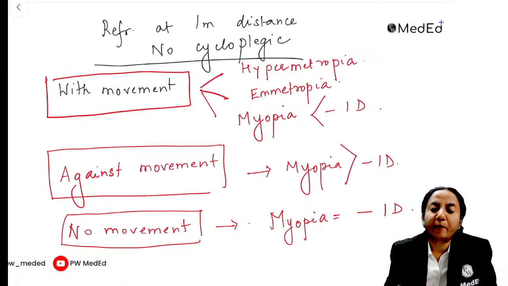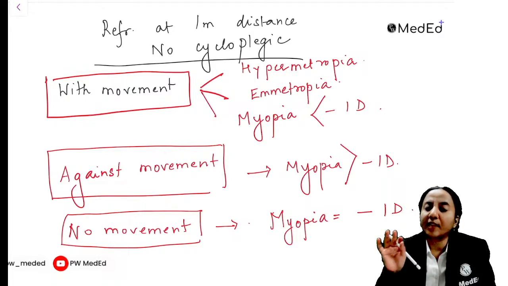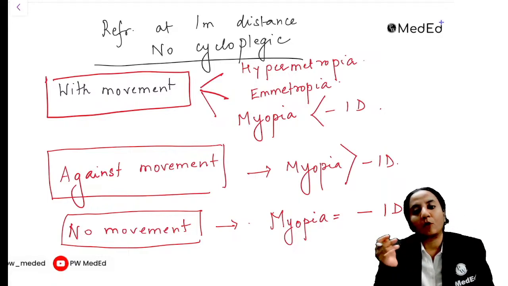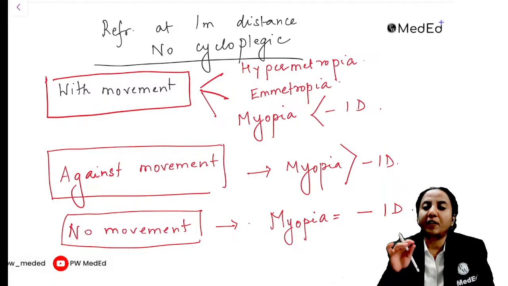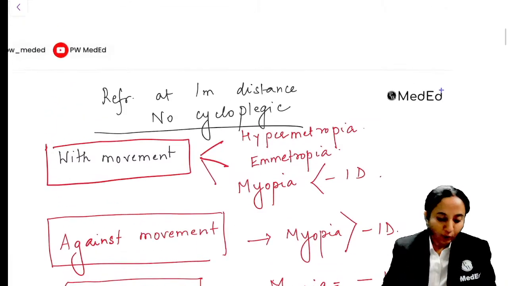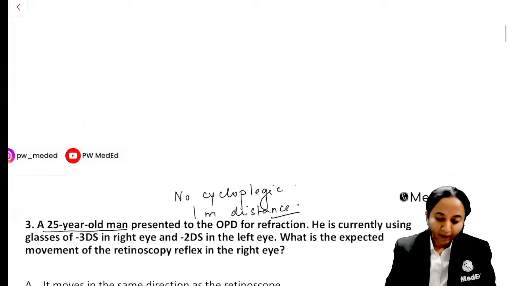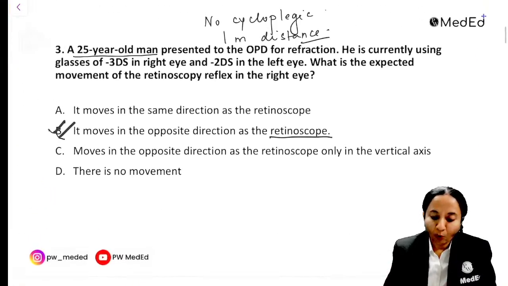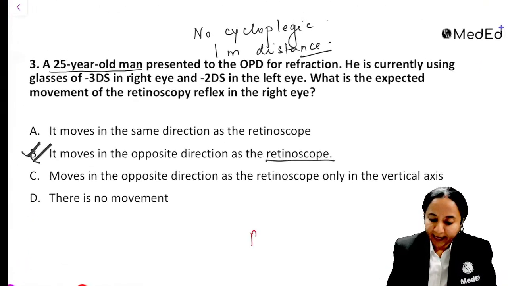So see, this table you memorize. When you do a refraction at 1 meter distance with no cycloplegic, with movement means hypermetropia, emmetropia, or myopia less than minus 1. Against movement means myopia more than minus 1. And no movement means myopia equal to minus 1. Okay? Now we try to apply it to this question. So see here, in both eyes, both in the right eye and the left eye, the myopia is more than minus 1.